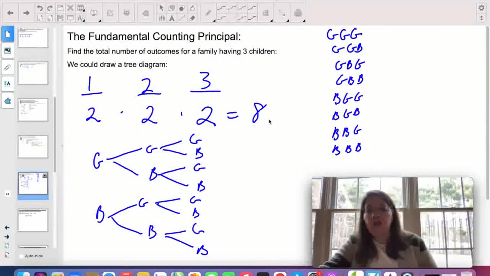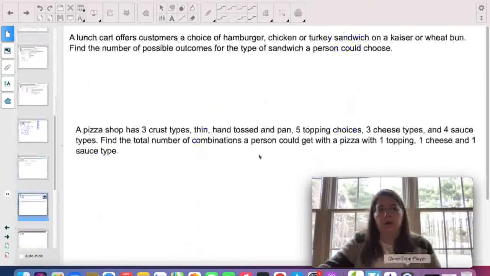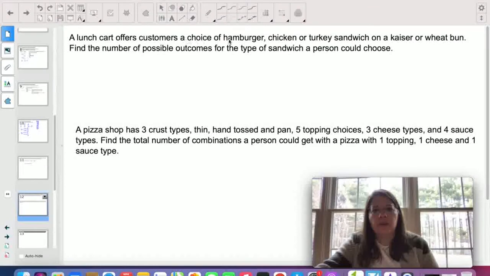So if all they ask you is how many outcomes are possible, all we would need to put is 8. We would not have to do all of this. It's extra work.